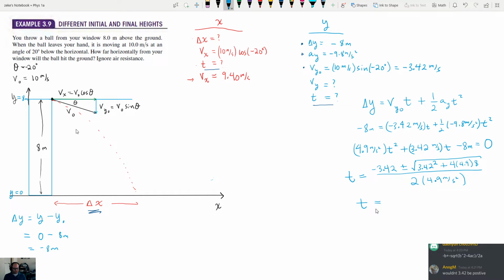Wouldn't 3.42 be positive? Well, the quadratic is negative b, so this is b, right? This is, let's see if I do a different color here. This is, right, it's at squared plus bt plus c. So c is negative, which I made negative here to make this positive. But yeah, it should be negative 3.52, I think, right? I think that's right. So what do we get here?